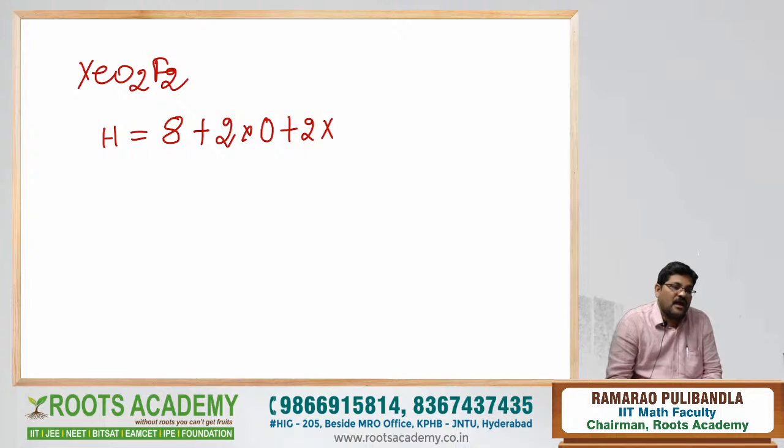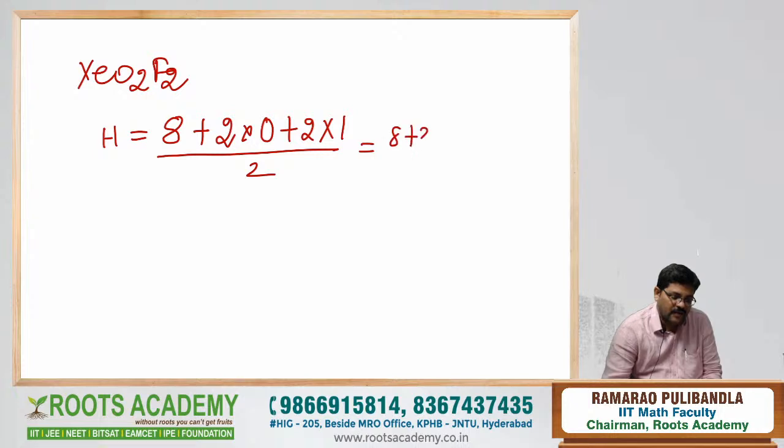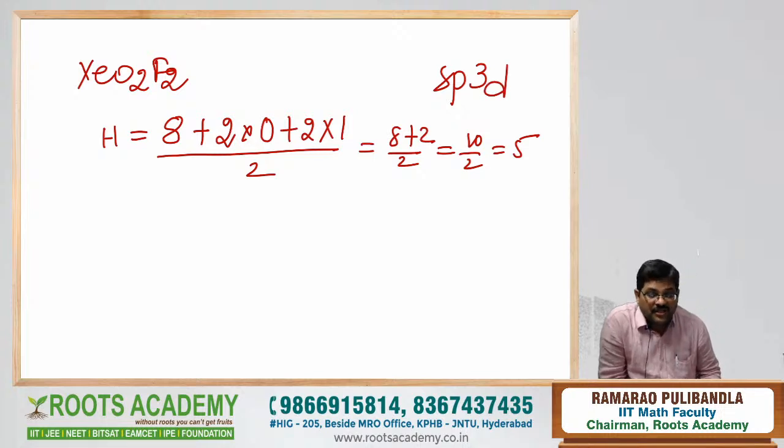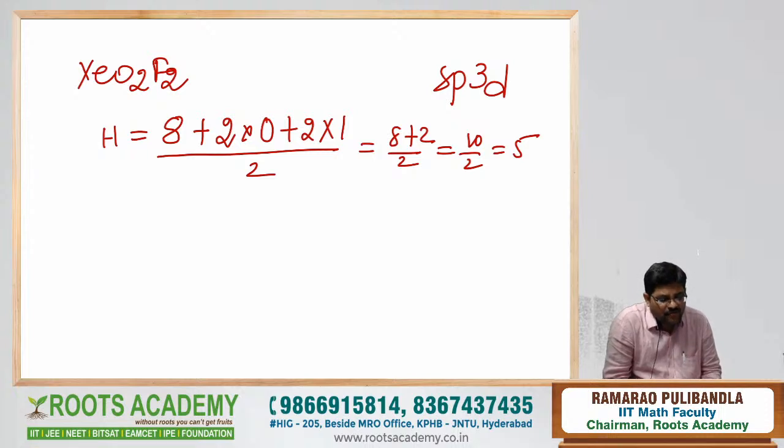Here, how many fluorine atoms are there? 2 fluorine atoms. Fluorine is always able to form a single bond, 2 into 1, so that means divided by 2. Now what do you write, students? 8 plus 2 by 2, that becomes 10 by 2, which is 5. 5 means participation of 5 hybrid orbitals, so sp3d hybridization is possible. In this way, by using the shortcut formula, you get all types of hybridizations. And we'll go for the next example.